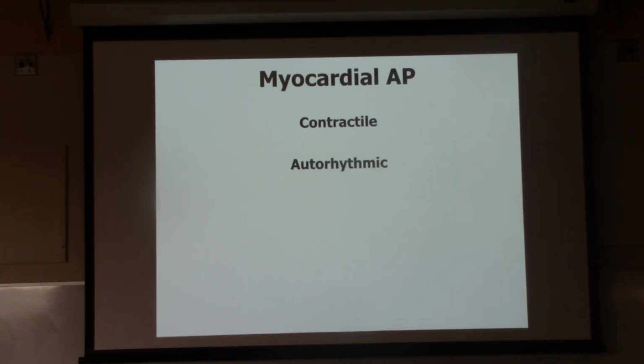And then we also have autorhythmic myocardial cells. These cells do not contract, but as the name suggests, they set the rhythm. These are pacemaker cells, just like we saw with smooth muscle cells. We talked about smooth muscle cells being autorhythmic. Some of them have pacemaker potentials. We're going to see that with the autorhythmic cells. So contractile cells and autorhythmic cells each have different action potentials. They're going to look different. Let's start with the contractile cells.